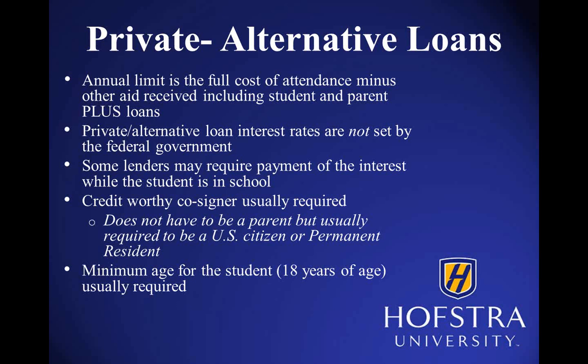Since these are student loans which require established credit, a creditworthy cosigner is usually required. The creditworthy cosigner does have to be a U.S. citizen or permanent resident. The minimum age for the student is 18 years of age at application.